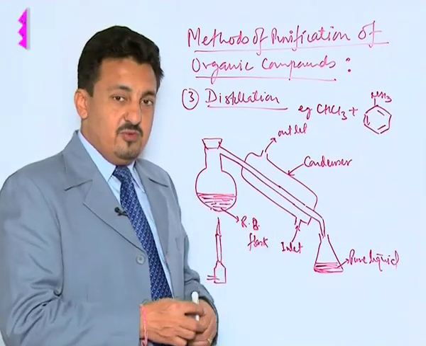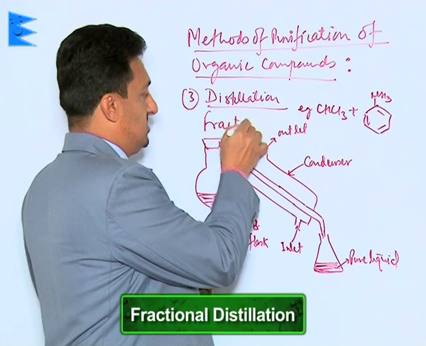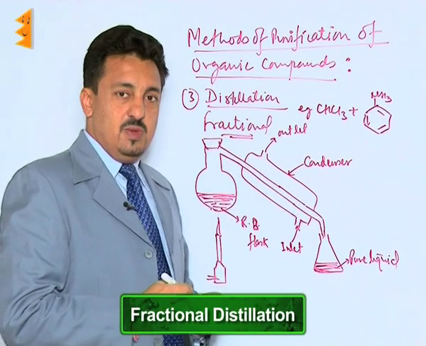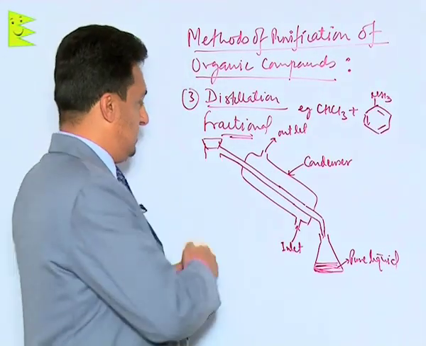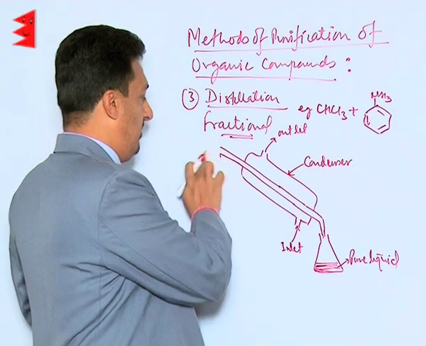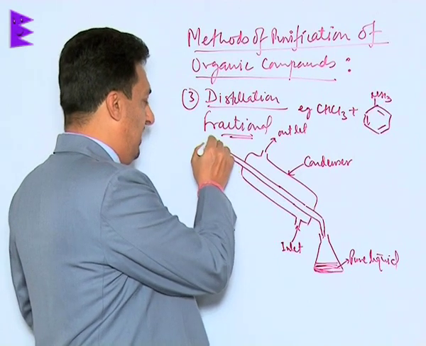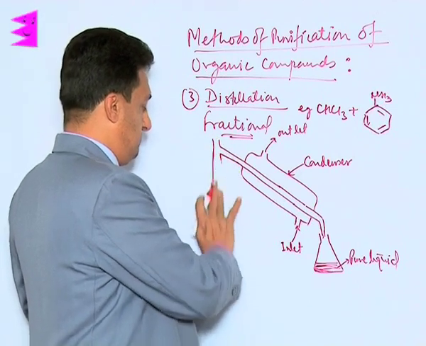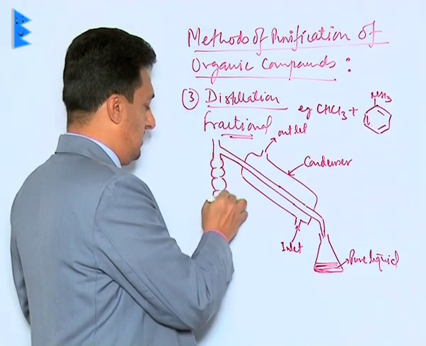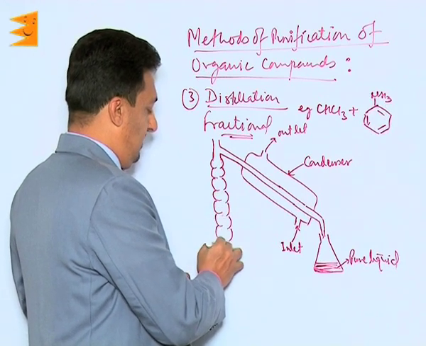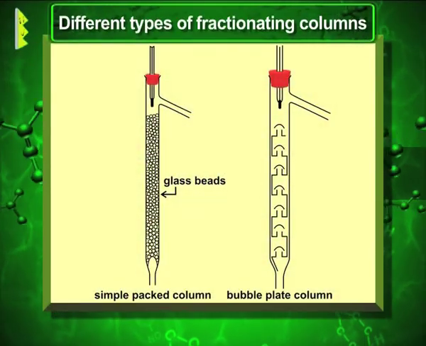In that case we use another type of distillation, which is called fractional distillation. In this case we add a fractionating column before the fumes of the more volatile component get condensed and separated out. We let these fumes pass through this sort of a column, like this, and then we heat it. This is called a fractional column.